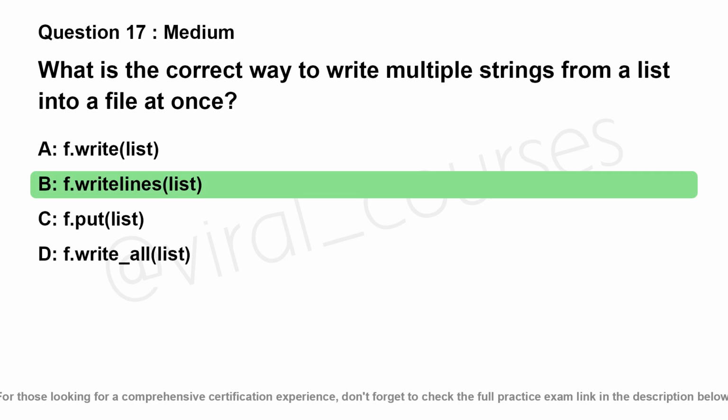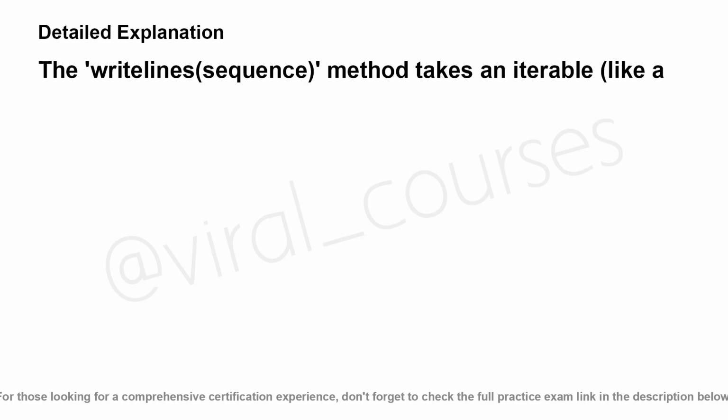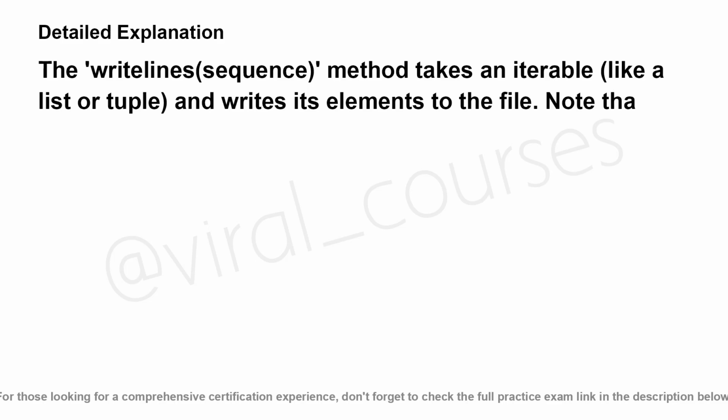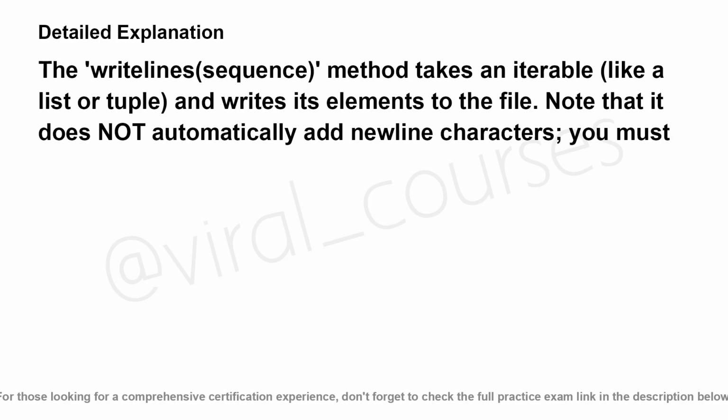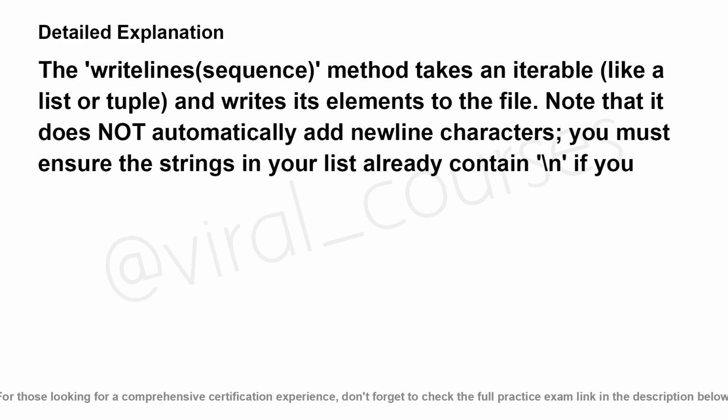The correct answer is B. The writelines sequence method takes an iterable, like a list or tuple, and writes its elements to the file. Note that it does not automatically add newline characters. You must ensure the strings in your list already contain \n if you want them on separate lines.